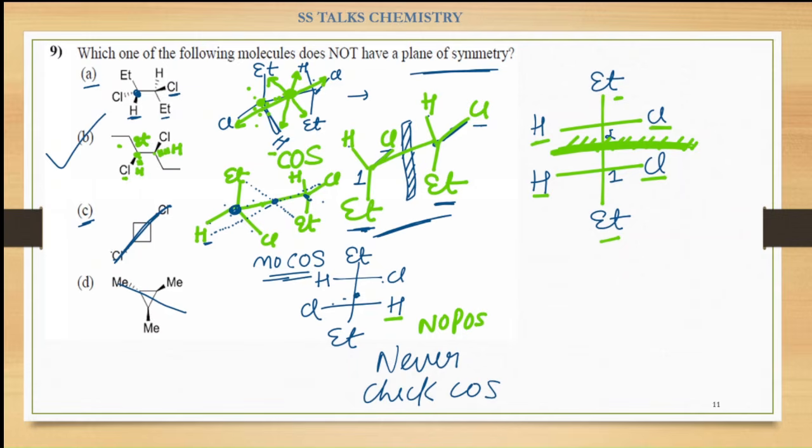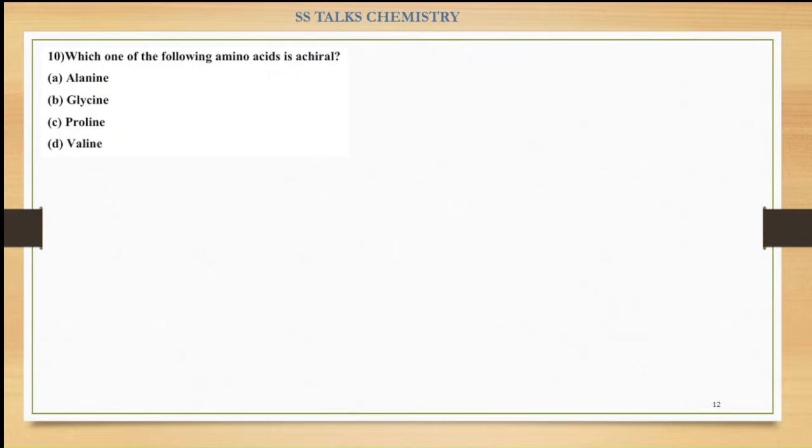Okay. So I hope this one is clear to you. Now moving on to the next one, we have this question. It says, which of the following amino acids is achiral in nature? That means in which of the following amino acid examples they have given to us, which one is achiral, that means no carbon center is present which has 4 different substituents attached to it.